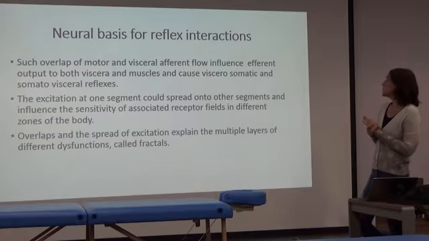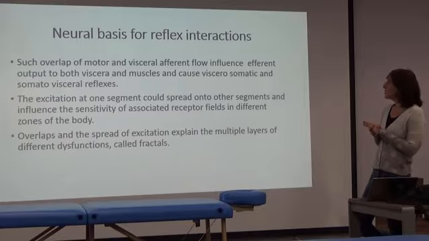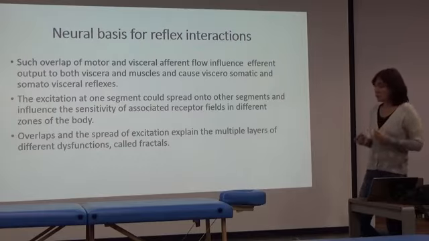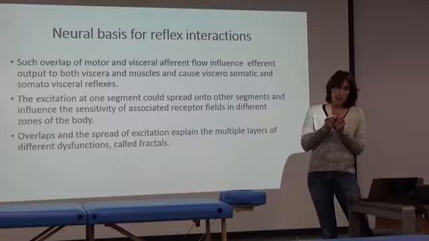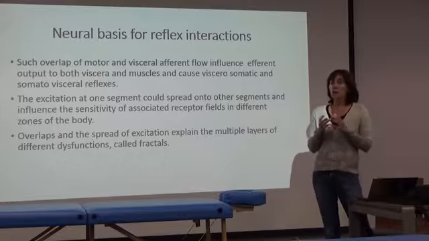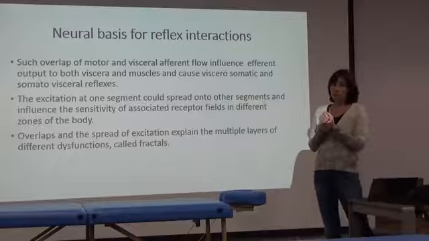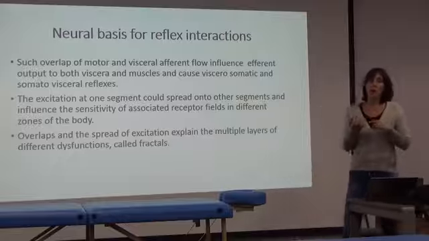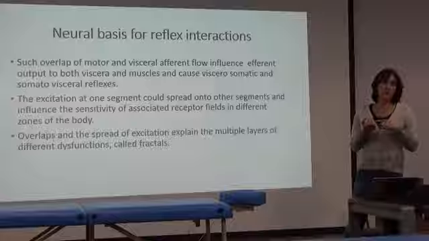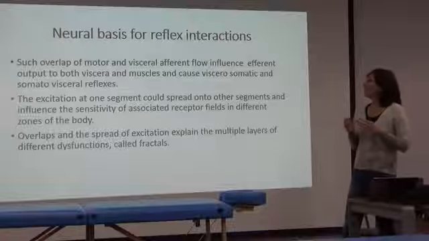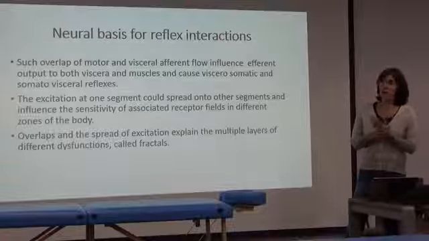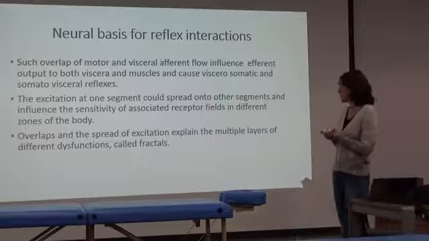The excitation at one segment could spread onto another segment and influence the sensitivity of associated receptor fields in different zones of the body. Meaning that if we get the signal in one segment of the spinal cord and then it cannot be regulated there, then the signal is going to spread to other segments, going to involve visceral fibers, somatic fibers, and could create many different altered reflex activities.